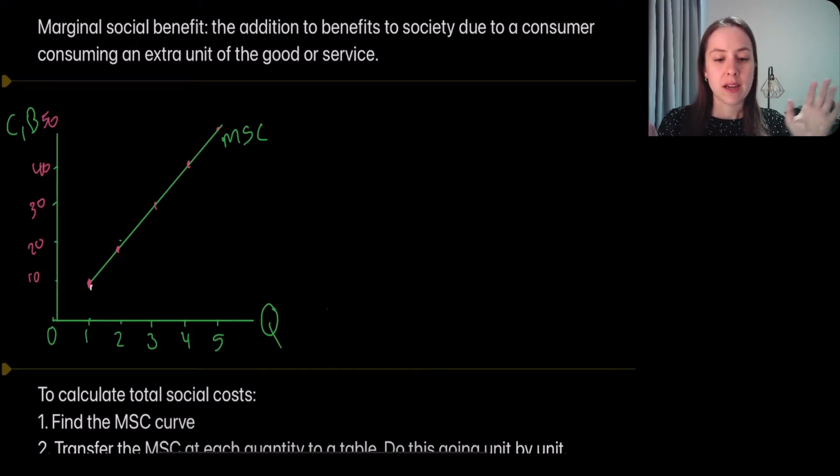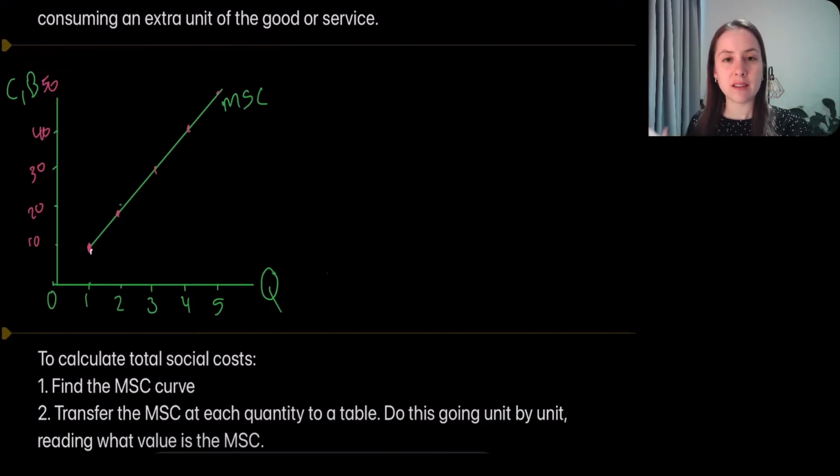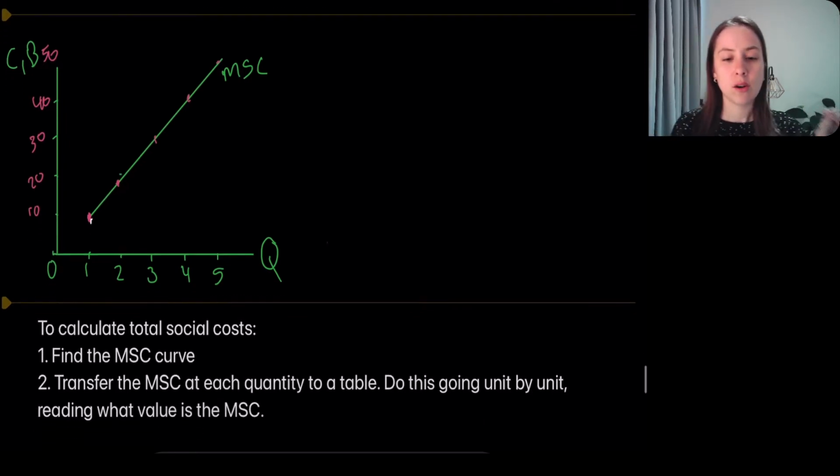And here I've got a marginal social cost curve. We'll look at the marginal social benefit later, but here's going to be the first step. We're going to get all the info of this marginal social cost curve down into a table to make it nice and easy for us to interpret.